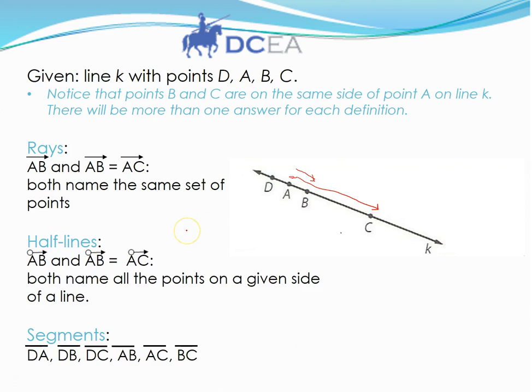Segments are named using the 2 endpoints of the segment. As some examples, I named DA, DB, DC, AB, AC, and BC. You can also name the segments in the opposite direction, but it's not necessary to name them both for the same answer because BC and CB are the same set of points.